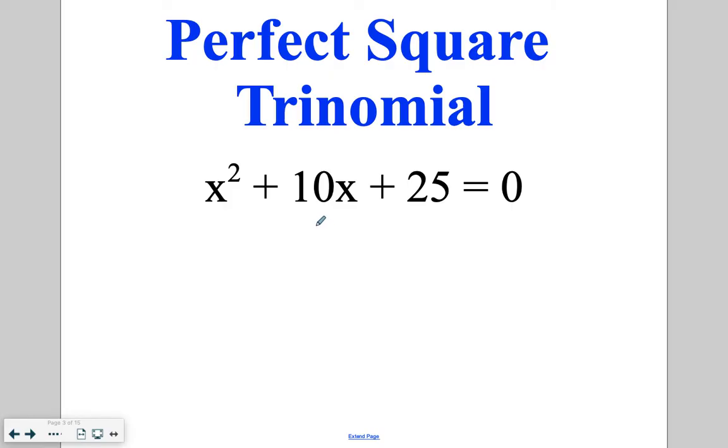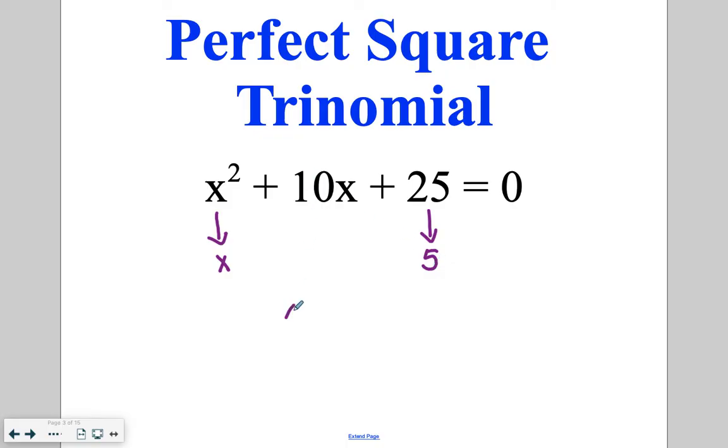The perfect square trinomial is one that can be broken down with our factoring techniques that we learned in chapter 7. So we've got x squared plus 10x plus 25. We look at the front and take the square root, and that's x, and we look at the back and take the square root, and that's 5. Then we make sure that the middle term is double that. So x times 5 is 5x, double that is 10x.